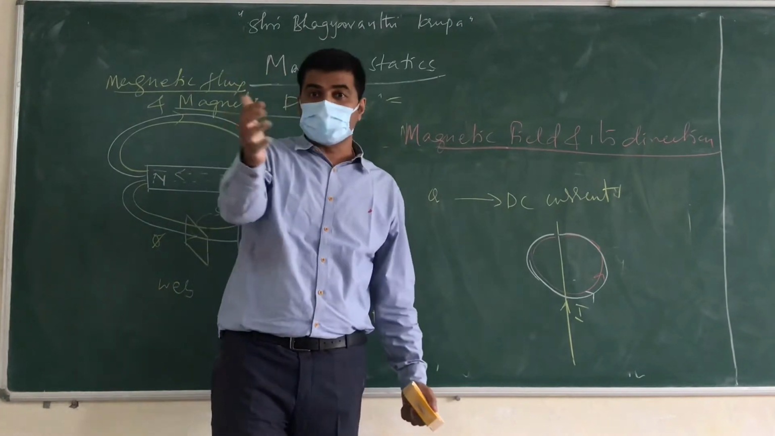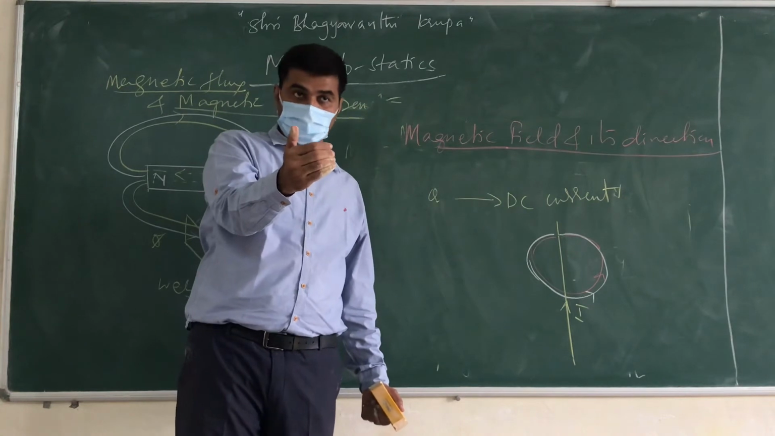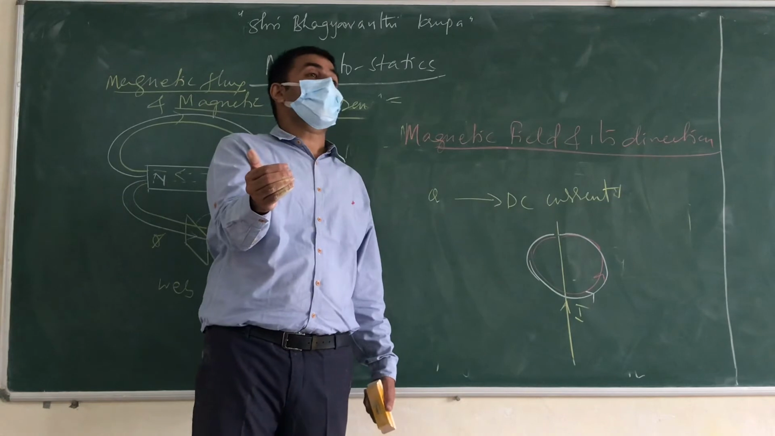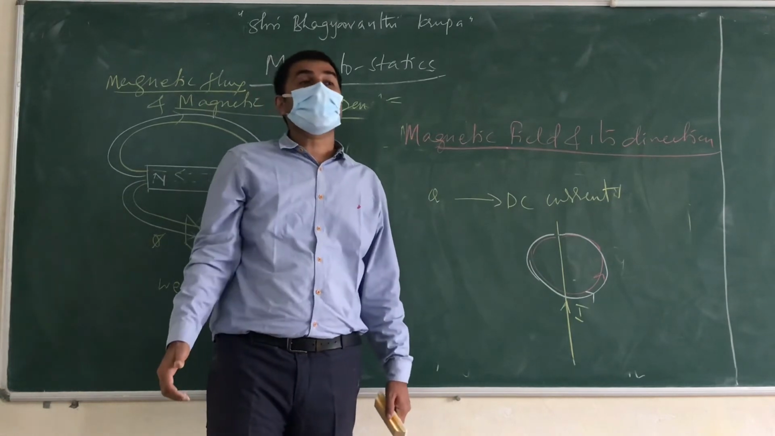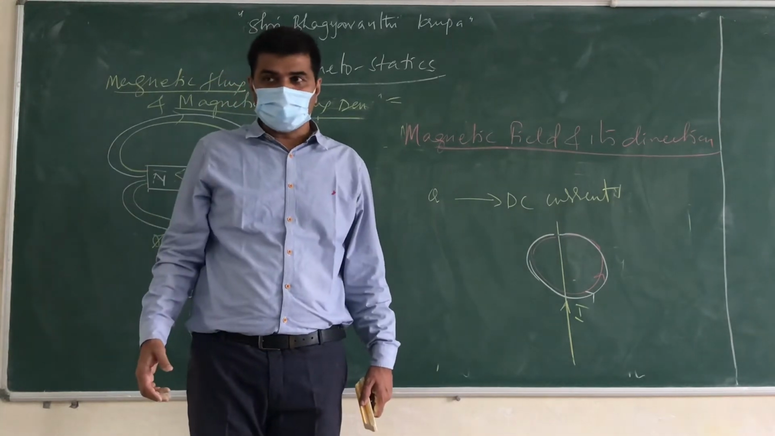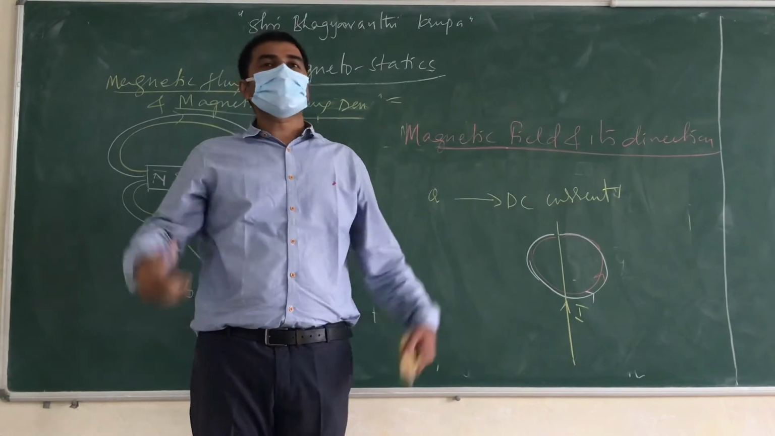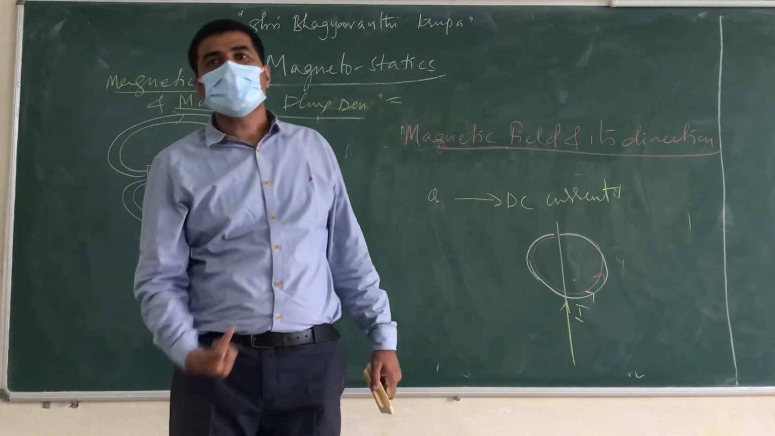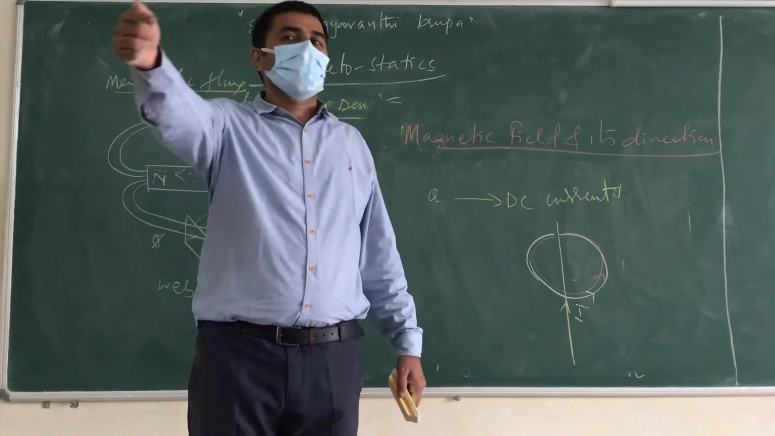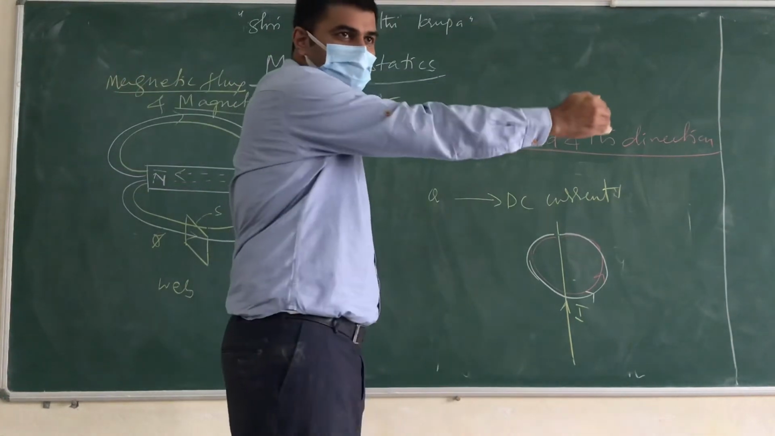And curled fingers. The curled fingers will indicate the direction of magnetic field. For example, I have taken the direction of curled fingers. For example, myself is a conductor, current flowing like this. Then how will the magnetic field be? It will be in this direction. Yes or no? Are you getting it, this is the direction of magnetic field?